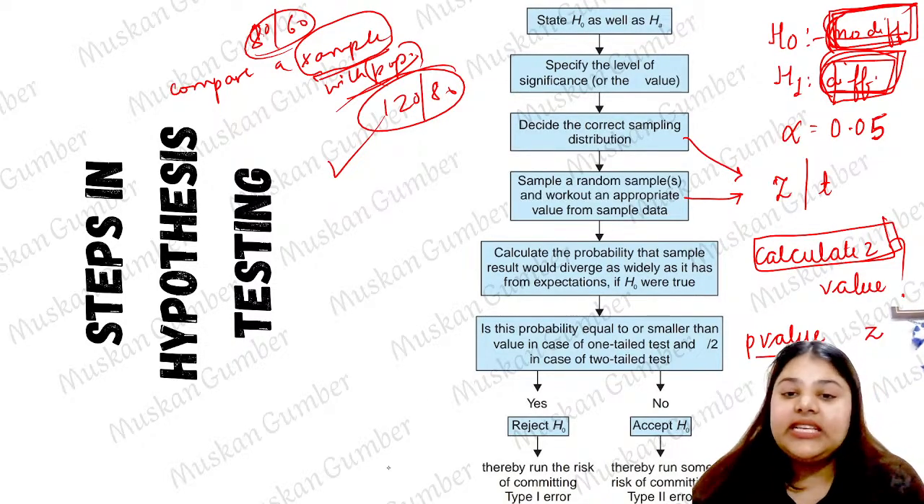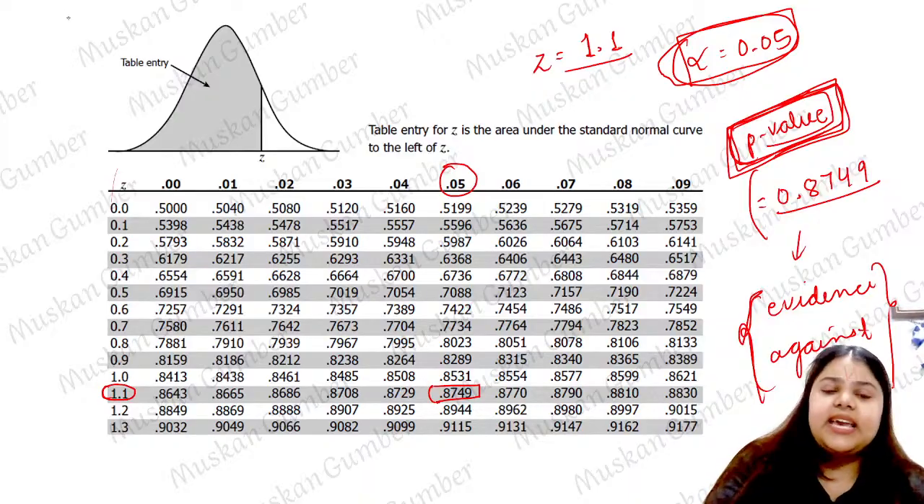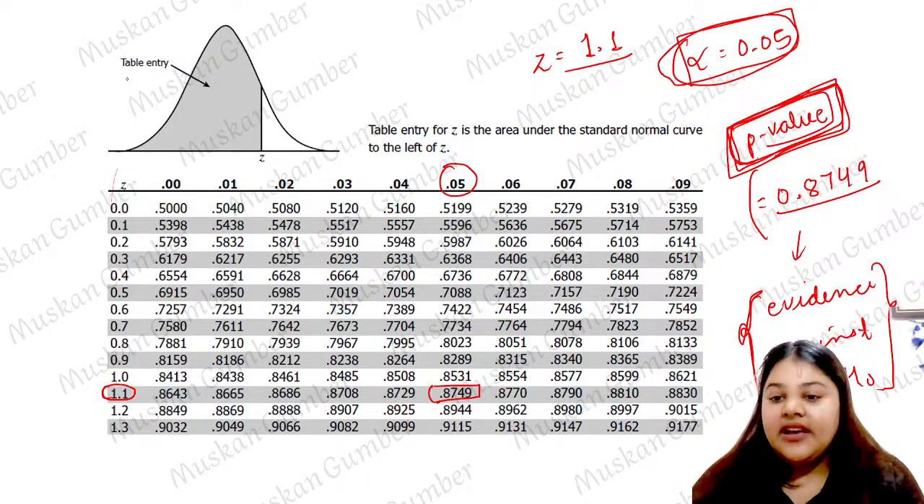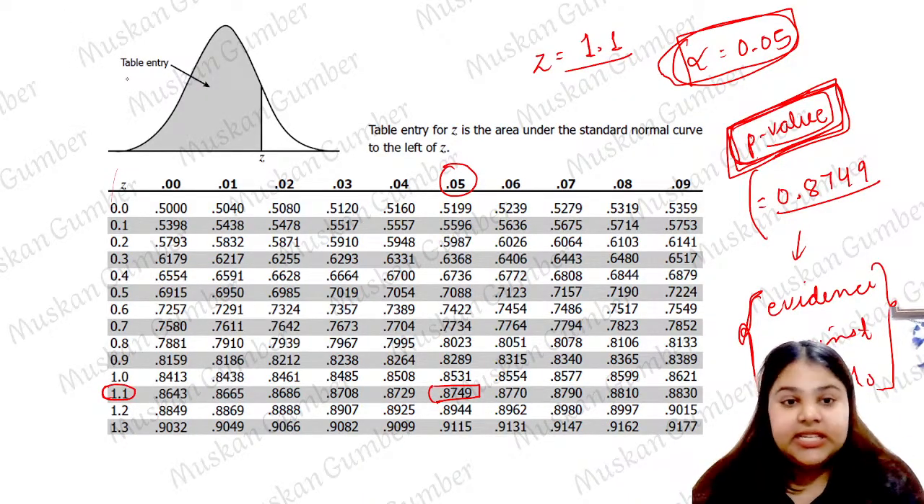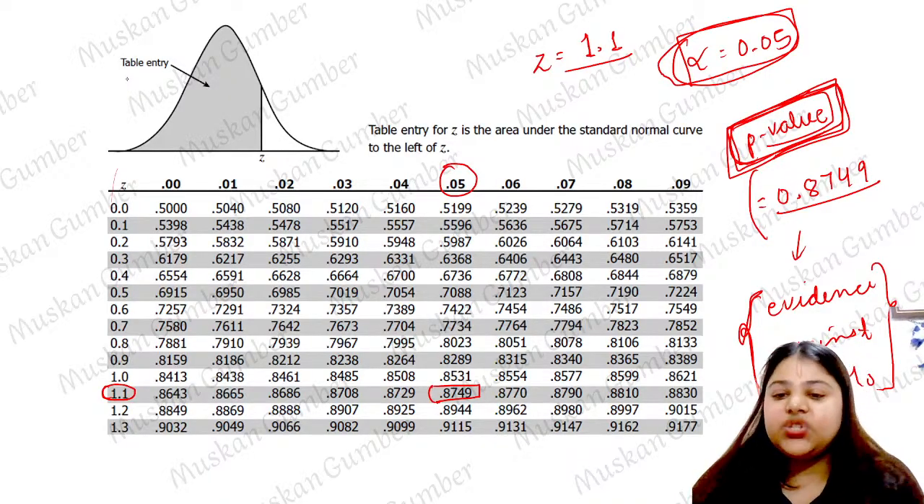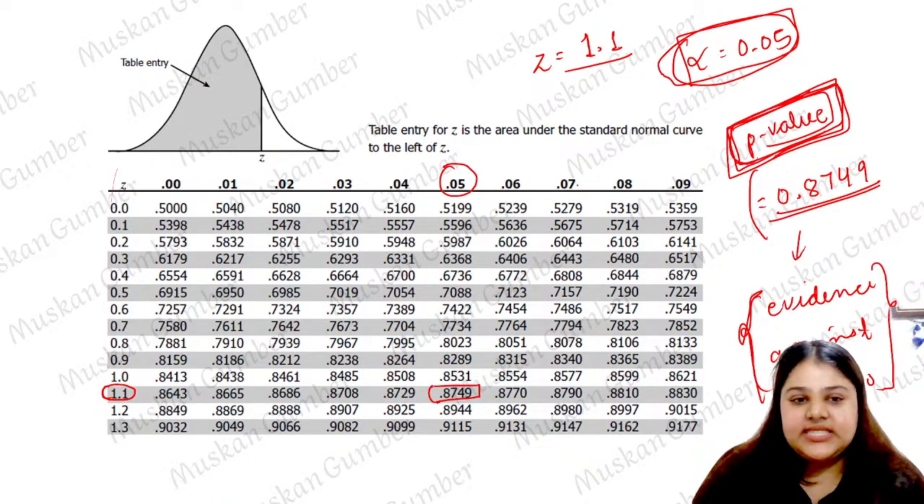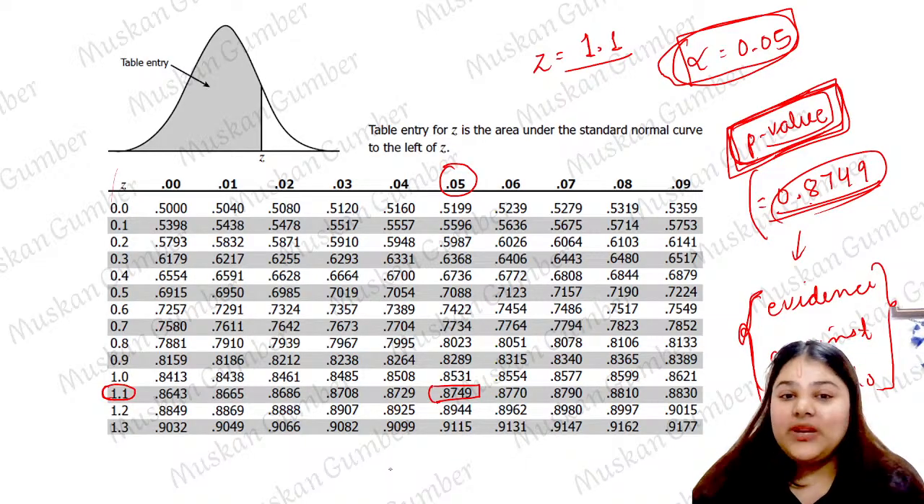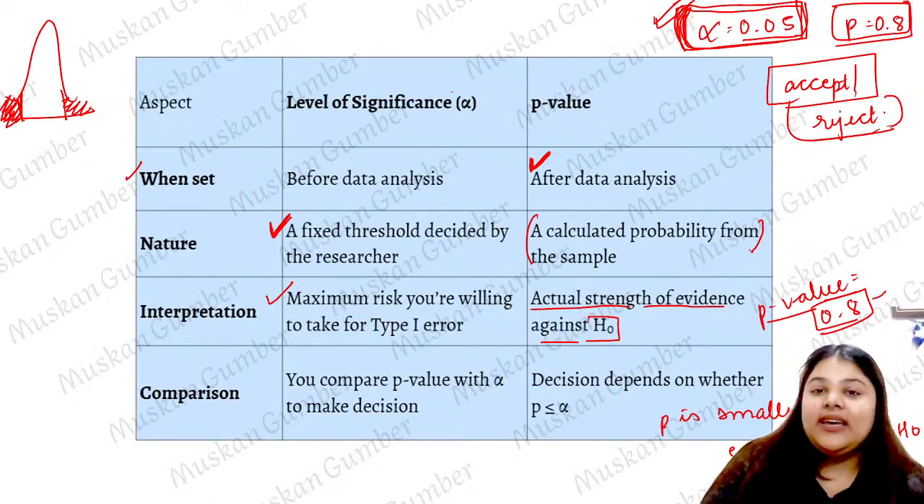Similarly, when we run these tests like Z-test, T-test, any test, chi-square, etc., we need to do what? We need to look at the table value of these particular tests, which will give us the p-value, which is the evidence against my null hypothesis, right? So you tell me, this evidence is saying 0.8, right? Which is greater than that of my null hypothesis.